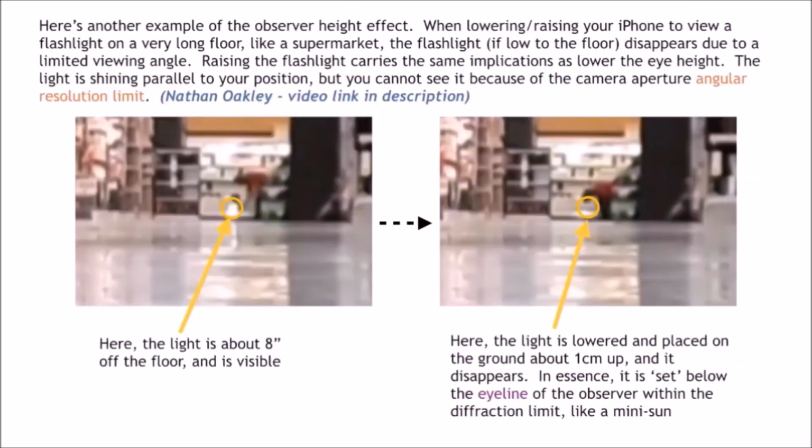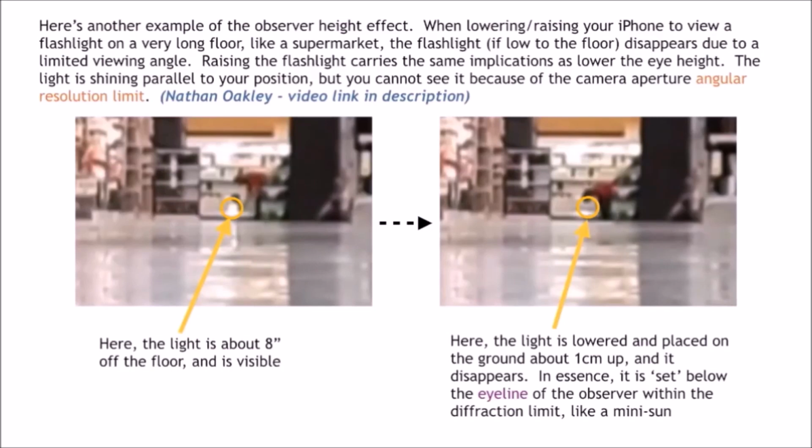When lowering or raising your iPhone, which has a small aperture in comparison to, say, your eye or a high-end camera, to view a flashlight on a very long floor like a supermarket, the flashlight, if it's low to the floor, disappears due to a limited viewing angle.